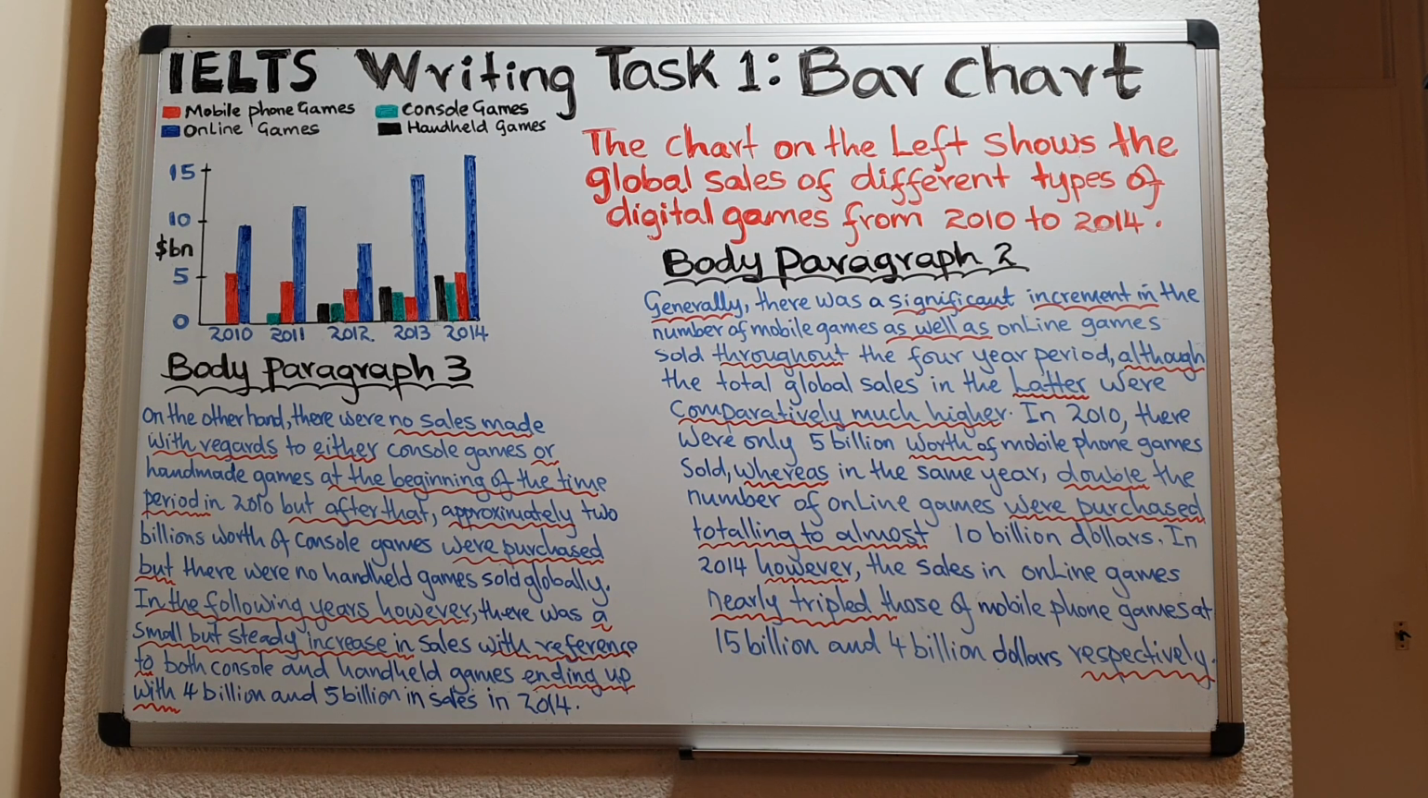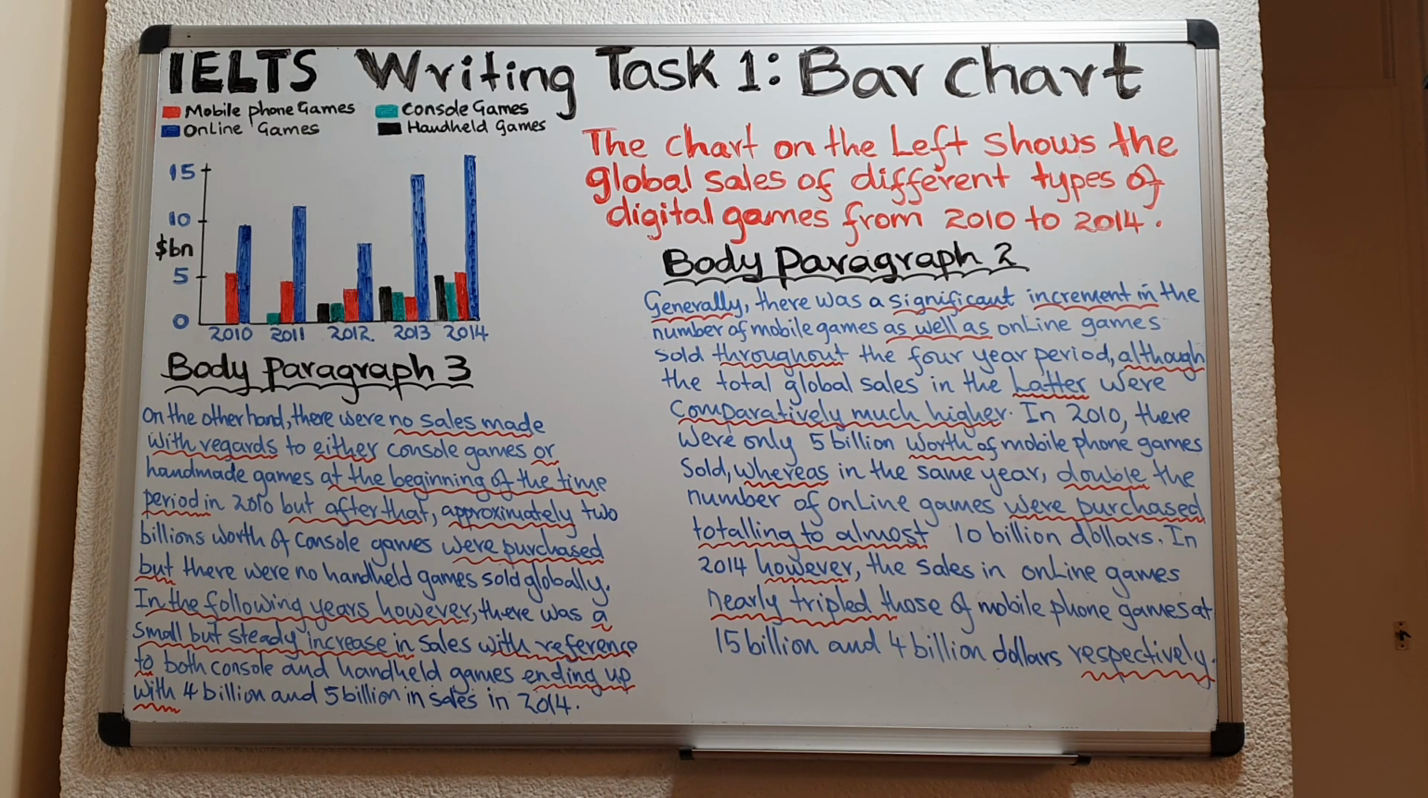Once you have studied the bar chart in terms of the information that is given to you horizontally and vertically and in the key, the next thing that you have to do is to divide the information into two. Divide the information in terms of the items, that is mobile phone games, online games, console games, and handheld games. Divide that into two. That is the first step. Divide the information that is given to you by IELTS into two parts.